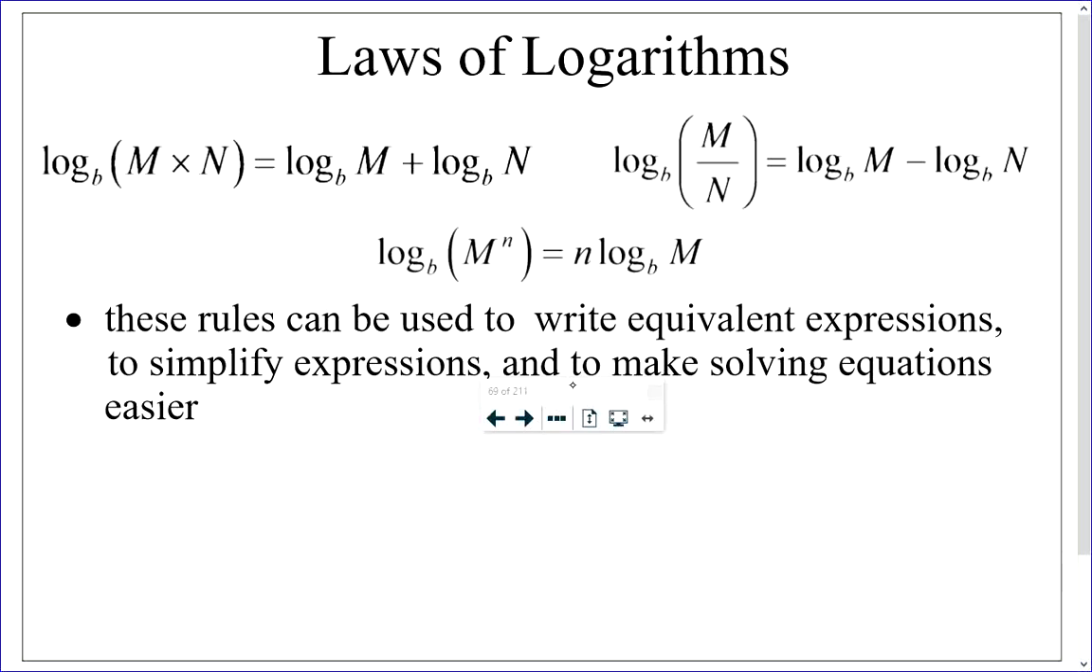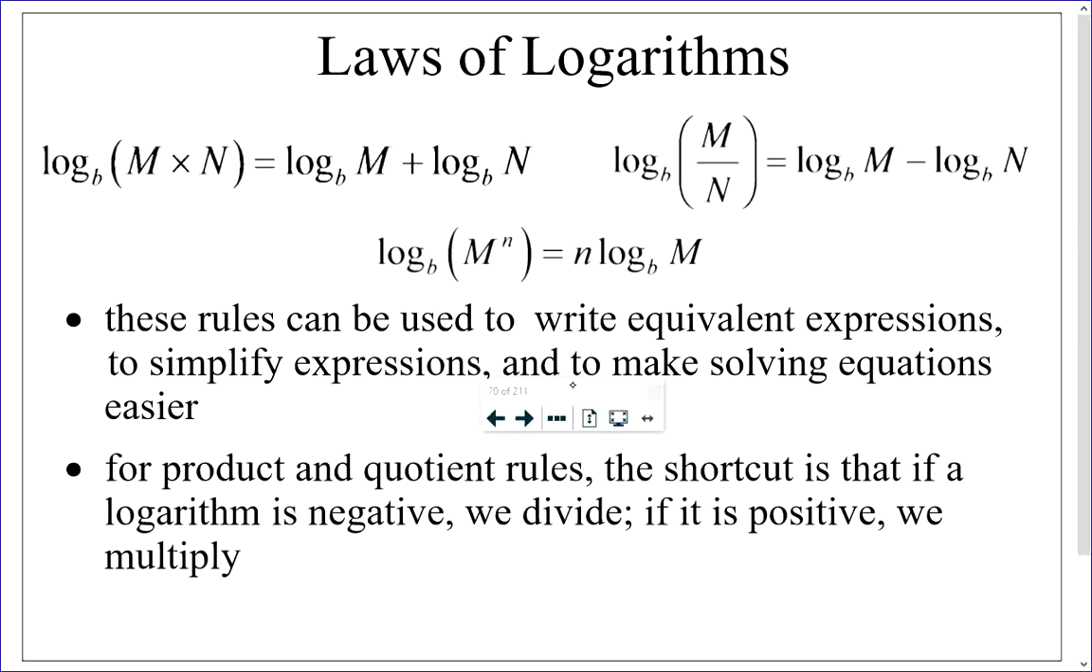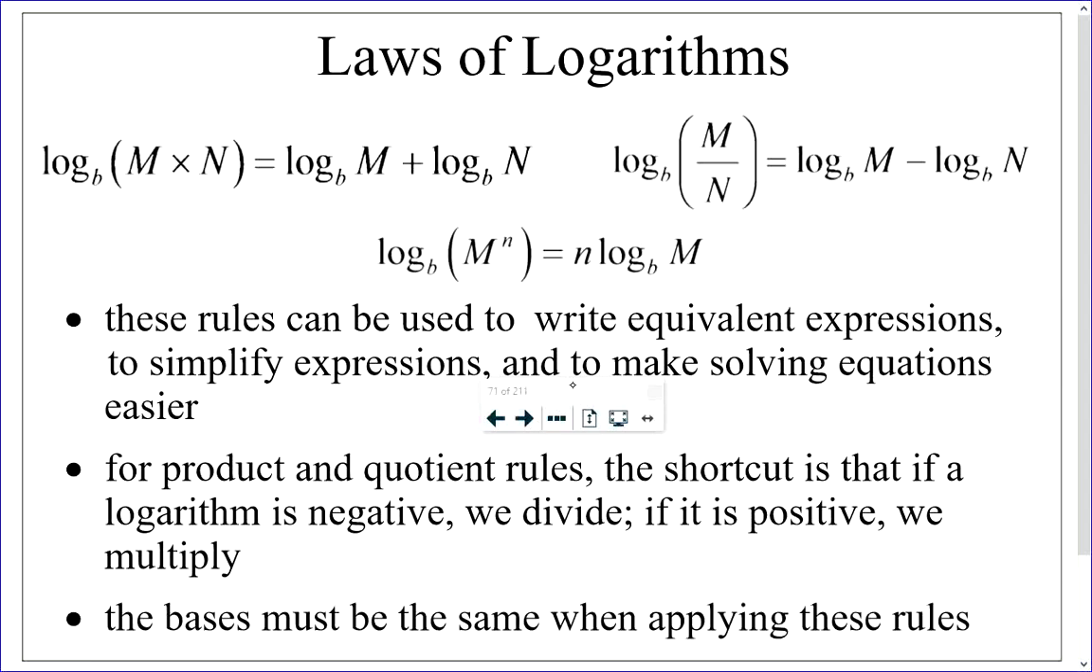Remember, when you're dealing with logarithms, if you don't know what to do, rewrite them in a different form, either using these laws or the meaning of a logarithm. For product and quotient rules, there is a shortcut. Negative logarithms have an argument that gets put in the denominator of the entire argument for a single logarithm, and positive get put in the numerator. Whenever you apply these rules, the bases must be the same.